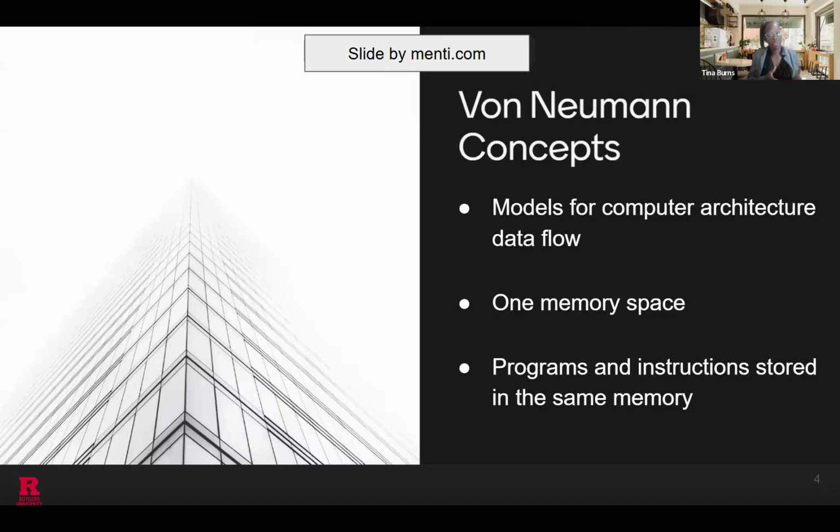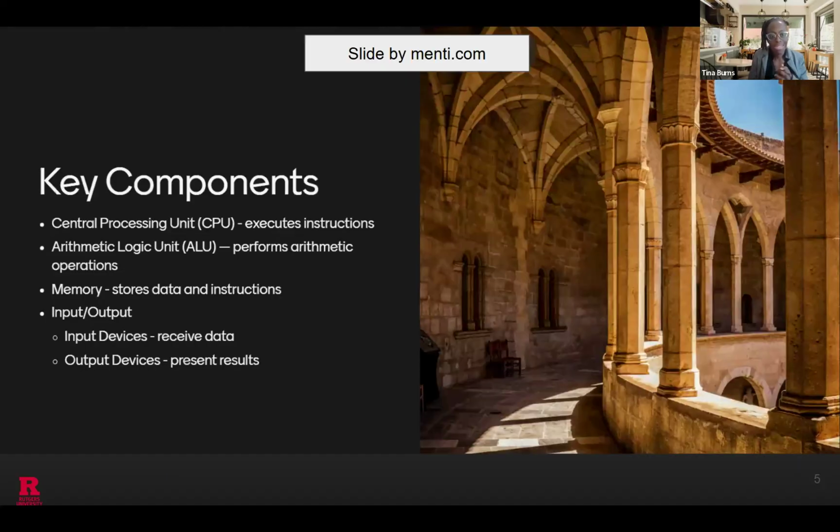Now, because it has one memory space, programs and instructions are stored on the same memory bus. Keep in mind that this is a model. But in this model, programs and instructions are represented in the same space, and they are stored in the same memory. The key components of this are going to be your CPU and your ALU.